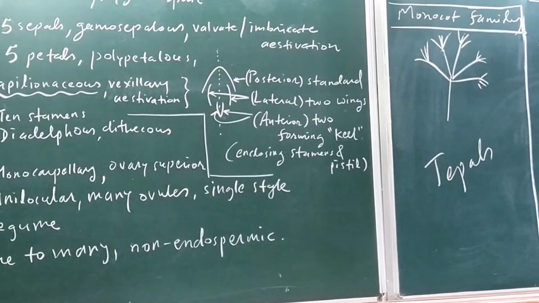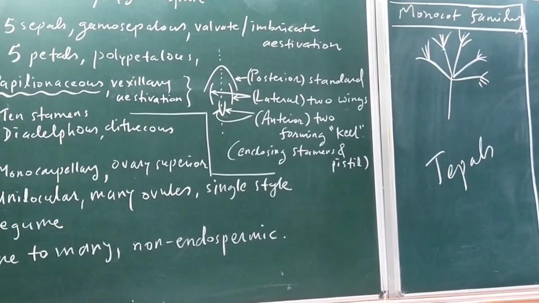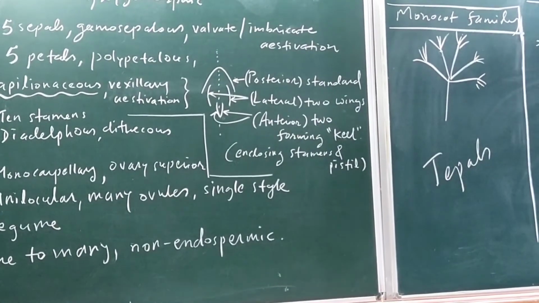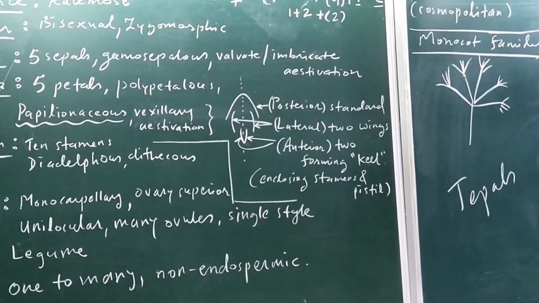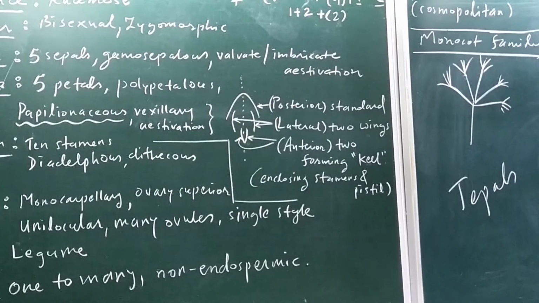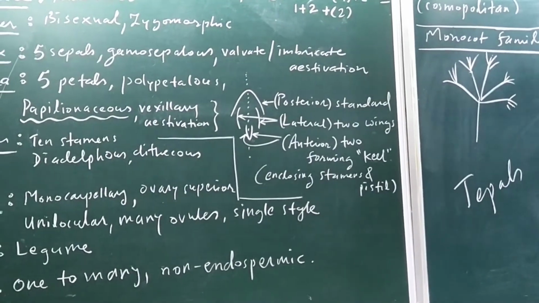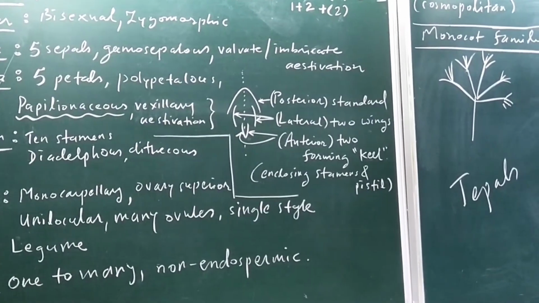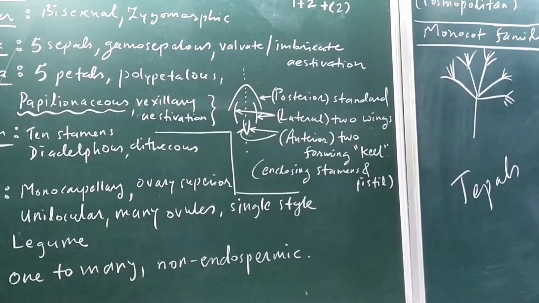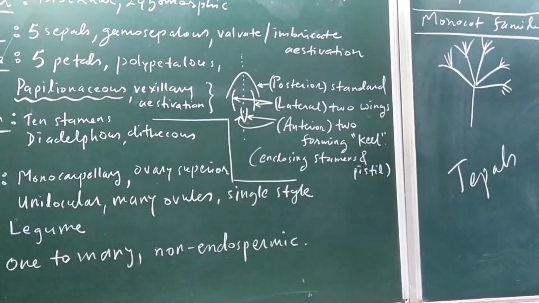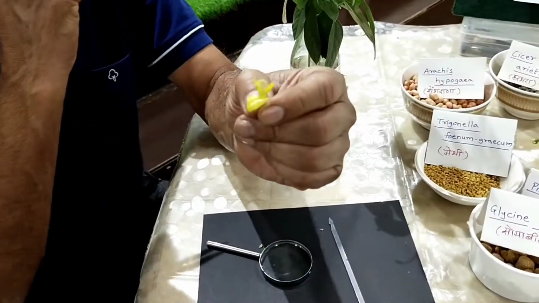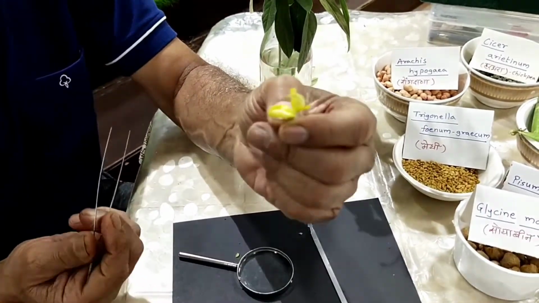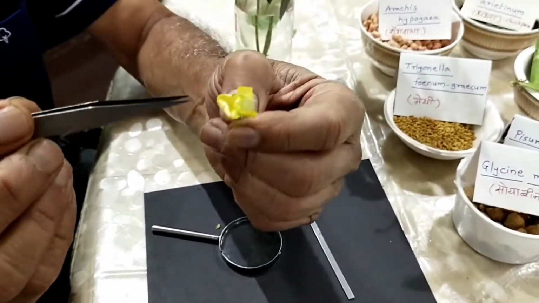And anterior, very important, there are two petals which are united to make a boat-like structure which is called keel, K-E-E-L. And it is this keel which encloses stamens and pistil. A very beautiful type of arrangement. This is what is called vexillary estivation. And let us now examine this. Actually, there are better flowers available, particularly clitoria, but unfortunately, somehow the clitoria we could not get today.